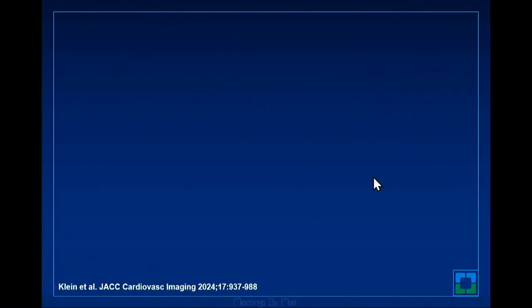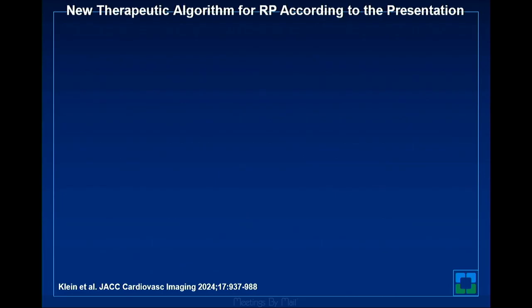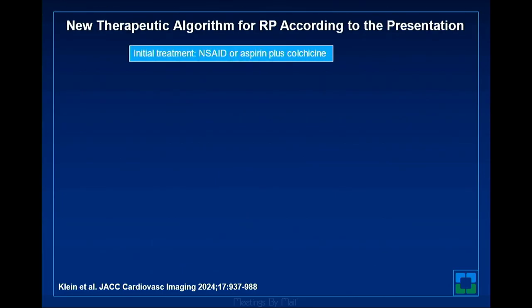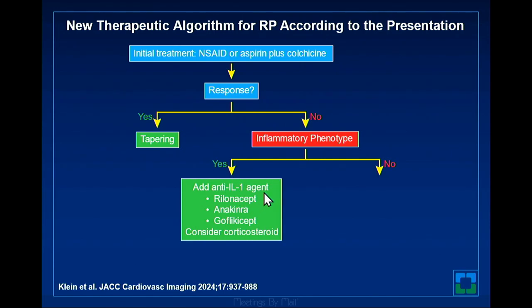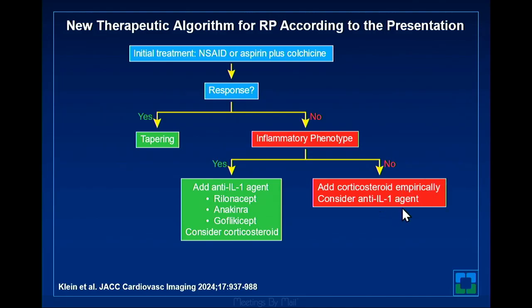And finally, the take-home message basically is if you have somebody with recurrent pericarditis and you're failing the standard, if you do respond, that's good. You can taper your medicine. If you don't respond, is there inflammation? If there's active inflammation, therefore you want to add an IL-1 agent ahead of steroids. If there's no auto-inflammation, you're not sure what to do, you could consider low-dose steroids or even an IL-1 agent. If that doesn't work, consider pericardiectomy.